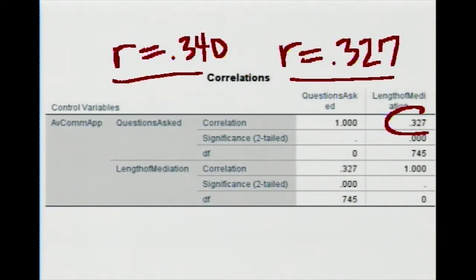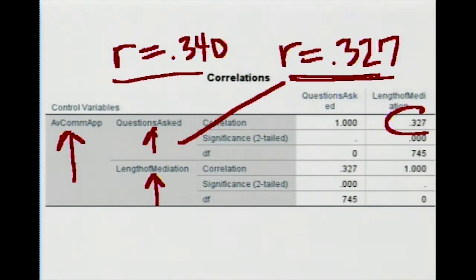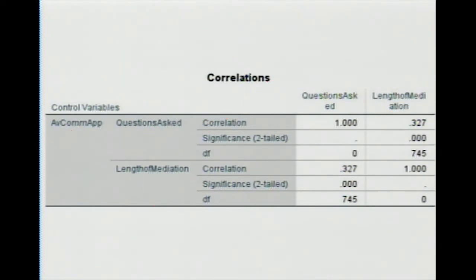So we saw that it actually went down a little bit, which is kind of interesting. And we see that that goes down because I have removed the influence of apprehension. In other words, the true relationship or truer relationship between question asking and length of mediation is really this number because I controlled for the presence or influence of communication apprehension. And so this is kind of a useful tool if you believe you need to get rid of the influence of some kind of variable.